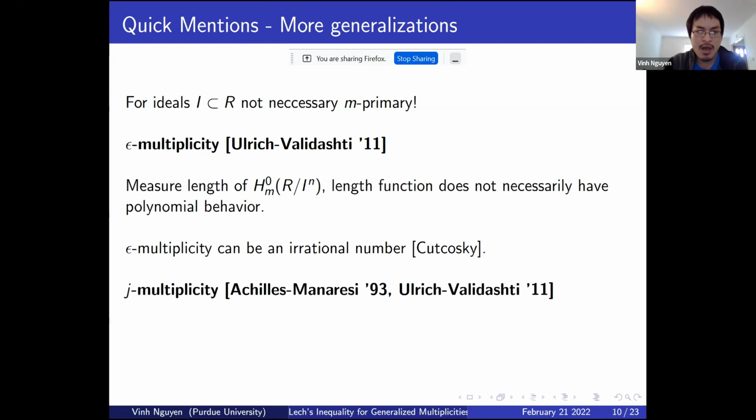So the next type of multiplicity that's sort of related to the epsilon is called the J multiplicity. For the J multiplicity, we look at a filtration of the powers of the ideal, and then we measure the length of the local cohomology of the quotients in this filtration. It turns out that this length function actually does have polynomial behavior. Okay, so that's all I want to say about the epsilon and J.